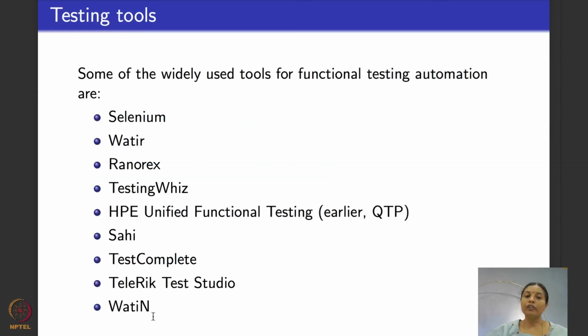Here is what is believed to be the most widely used set of tools for test automation. Selenium, Watir, which is pronounced "Water", a tool called Ranorex, which I already introduced to you this week in another module, TestingWhiz. Then there's something called HPE UFT. This tool was recently renamed. It was popularly known as QTP. You might have heard about it. There's another tool called Sahi. Sahi and Selenium are used by many companies. TestComplete, Telerik TestStudio, and WatiN, which was motivated by Watir. So we'll just look at a few of these tools and see what they can do.